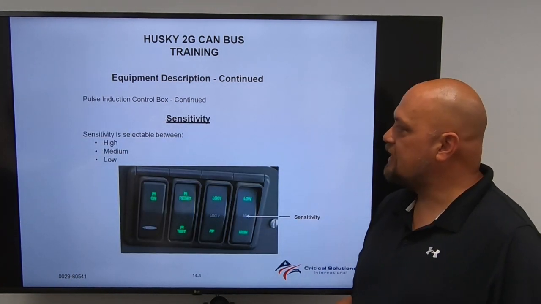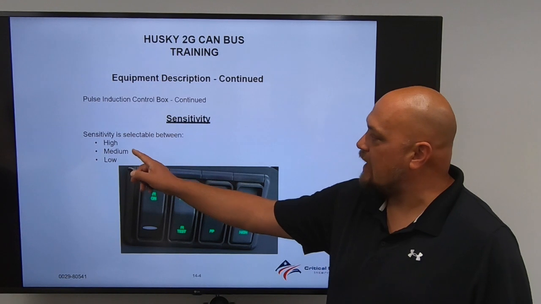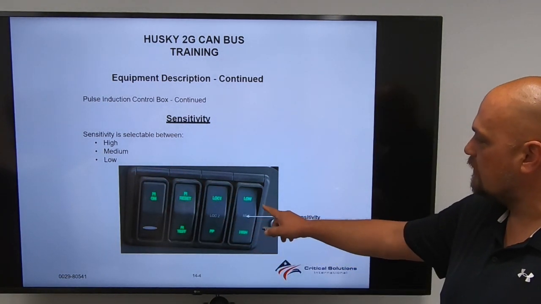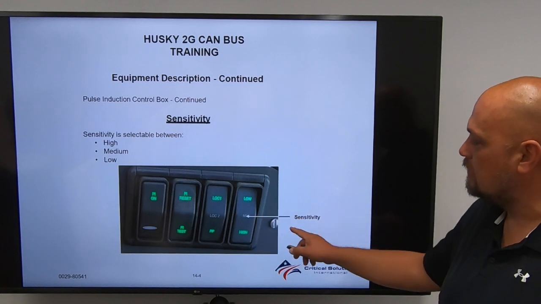Sensitivity. Sensitivity is selectable between high, medium, and low. And on your PI box, it is indicated here for high, medium, and low.